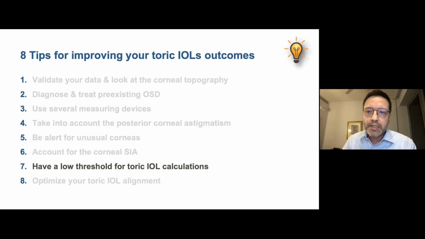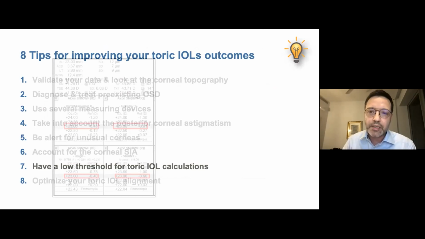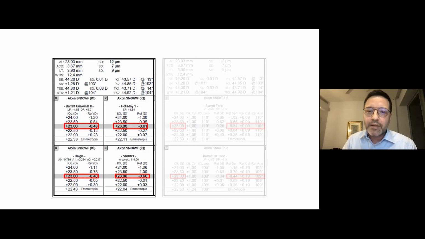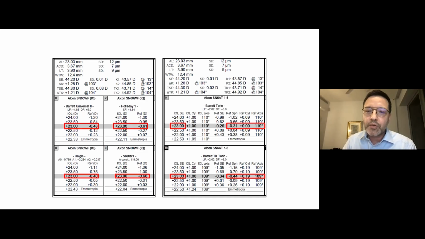So moving to the next tip is to have a low threshold for performing toric IOL calculations. Now, in our daily practice, we are used to look at the spherical equivalent prediction given by each formula for a given IOL, but the ideal printout should include the complete predicted refraction. And some biometers have this option, but usually it comes only for the toric IOLs.